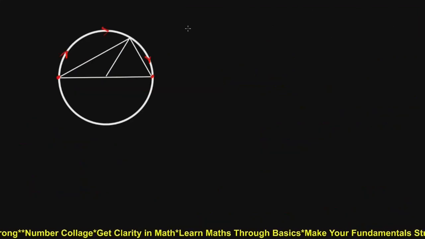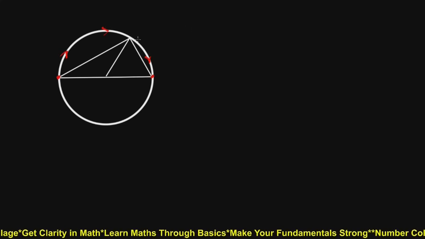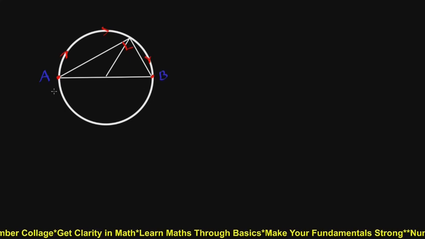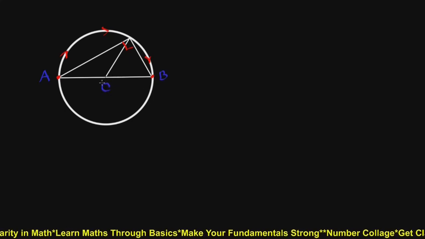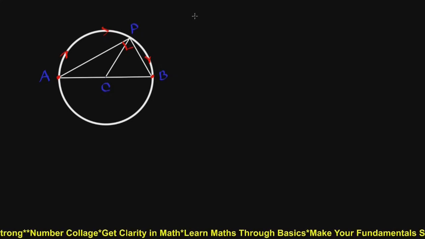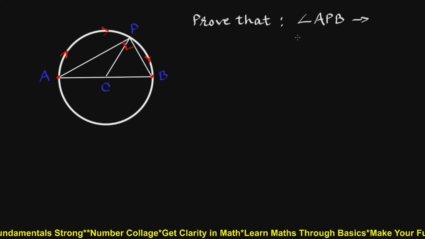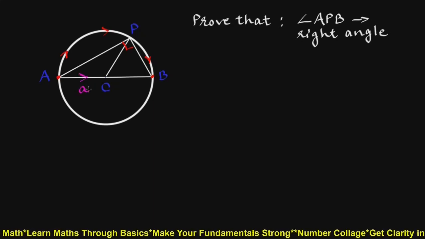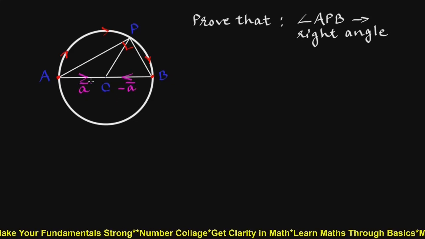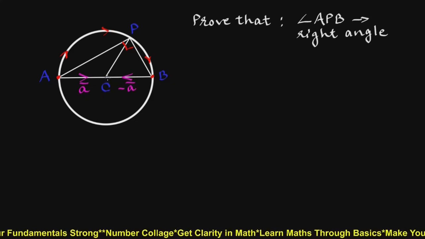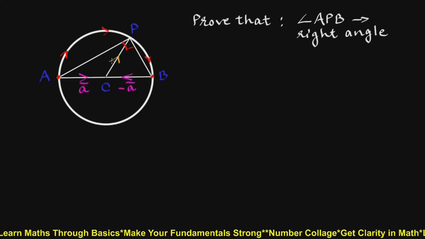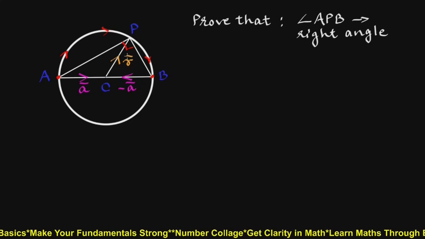Prove that the angle subtended on a semicircle is a right angle. AB is the diameter, C is the center of the circle, P is any point on this semicircle. We have to prove that angle APB is a right angle. Let AC bar be A bar. Obviously, PC bar will be minus A bar because their magnitude is the same, which is the radius of the circle, but their directions are exactly opposite. Let CP bar be the radius vector R bar.